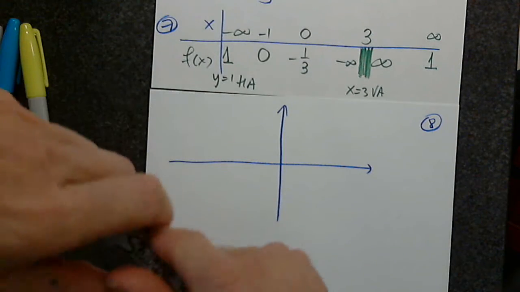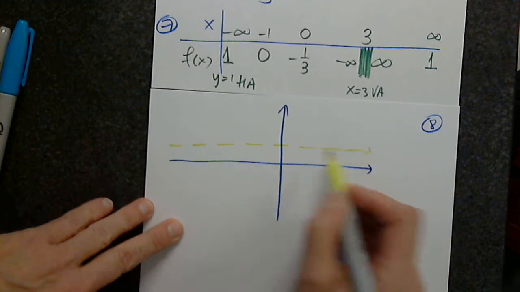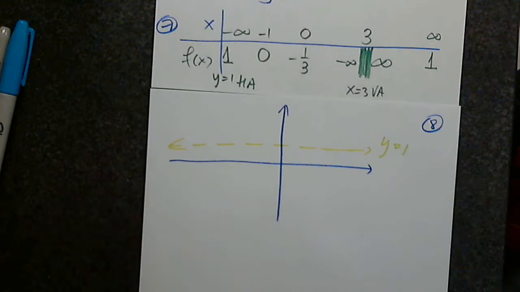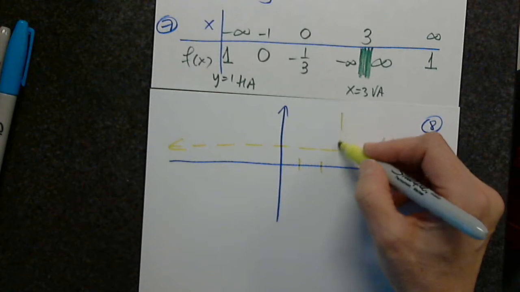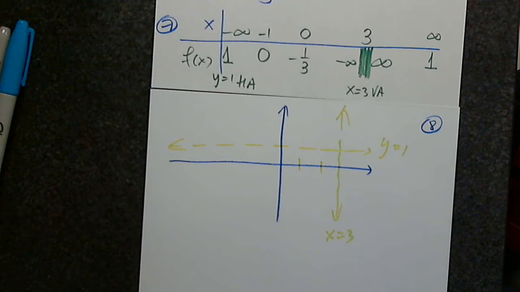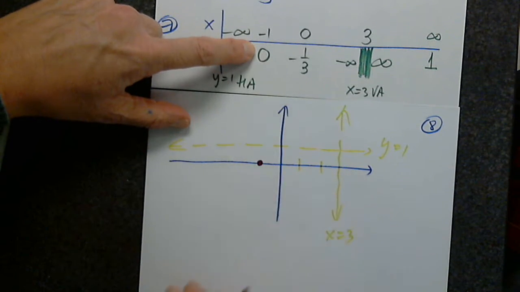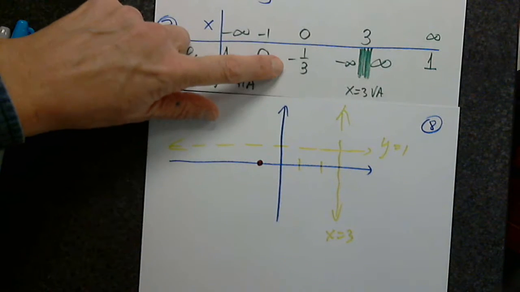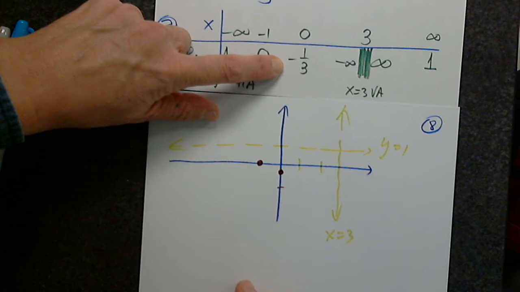Horizontal asymptote, which is y equals 1. Here it is. I see a vertical asymptote of x equals 3. And now I will graph the function. I will plot negative 1 comma 0, which is this point. I will plot 0 comma negative 1/3, which is this point.